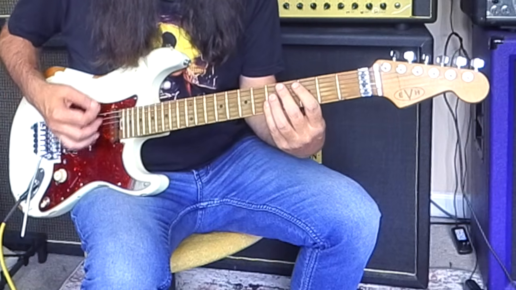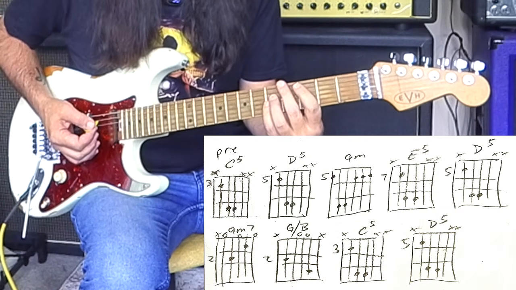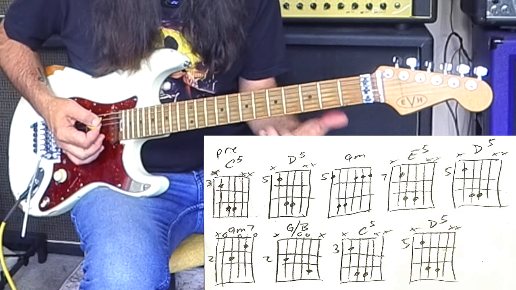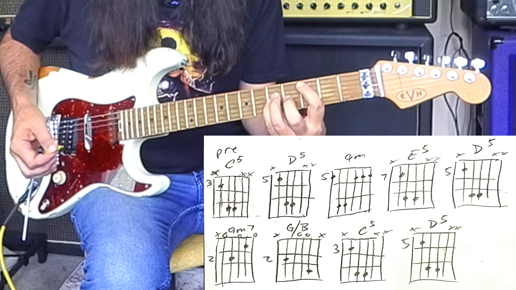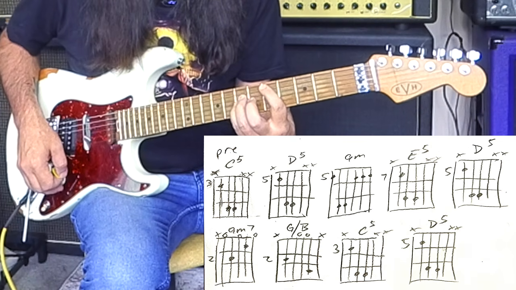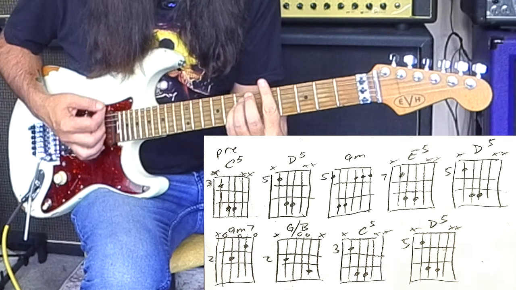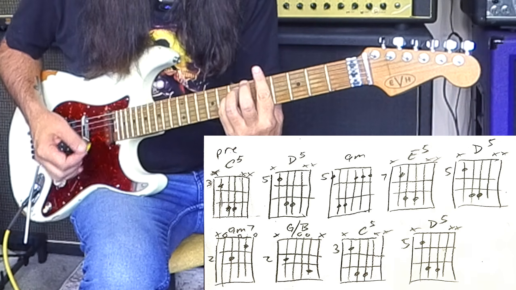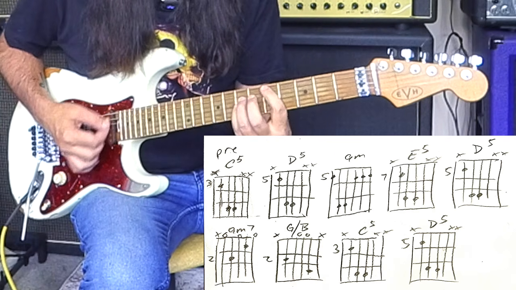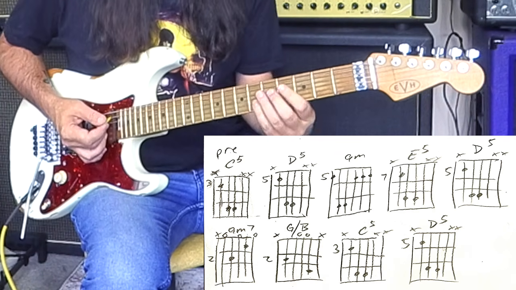So the pre-chorus goes, where he goes, this is my music, this is my crowd, or something like that. He's doing a C to a D to an A minor to an E to a D. So that's the first part of the pre-chorus.